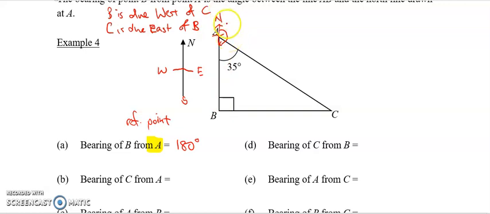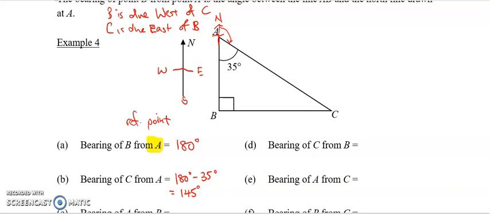Next, the bearing of C from A. A is still our reference point for part B, and we do a clockwise rotation. We stop at line AC. This is the angle that we are supposed to find. So we use 180 subtract 35, and what we will get is 145 degrees.